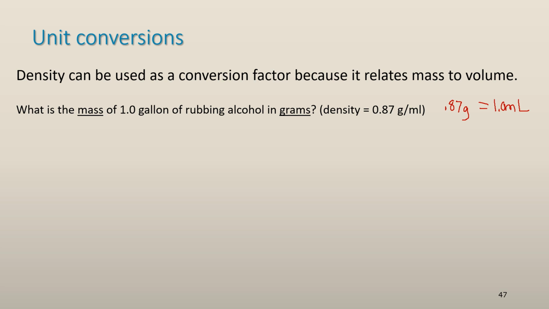So what is the mass of 1 gallon of rubbing alcohol in terms of grams? So I can find grams if I know milliliters, because once I know this conversion factor. So somehow I have to convert gallons to milliliters. Once I know milliliters, then I can convert using my density to grams. So I'm going to have to use a couple conversion factors here.